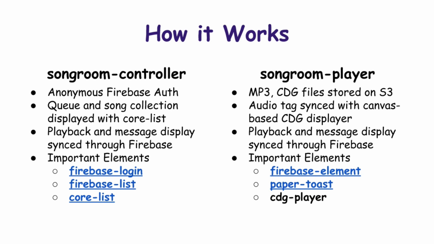To talk about how it works, basically the two different pages are controlled by two master elements. One is called Songroom Controller, one is called Songroom Player. What Songroom Controller does when you first access it and you see the queue and all of that, it has done an anonymous authentication to Firebase. So it's basically set a cookie so that it'll remember if you refresh and you'll have the same data. Then it's pulling that queue and song data information from Firebase based on URLs that are relative to the room. So it looks at the room code, finds that in Firebase, finds related info, all the people.